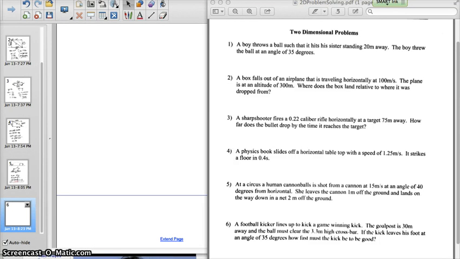All right, so problem 6. A football kicker lines up to kick a game-winning kick. The goalpost is 30 meters away. The ball must clear the 3.3 meter high crossbar. If the kick leaves his foot at an angle of 35 degrees, how fast must the kick be to be good?